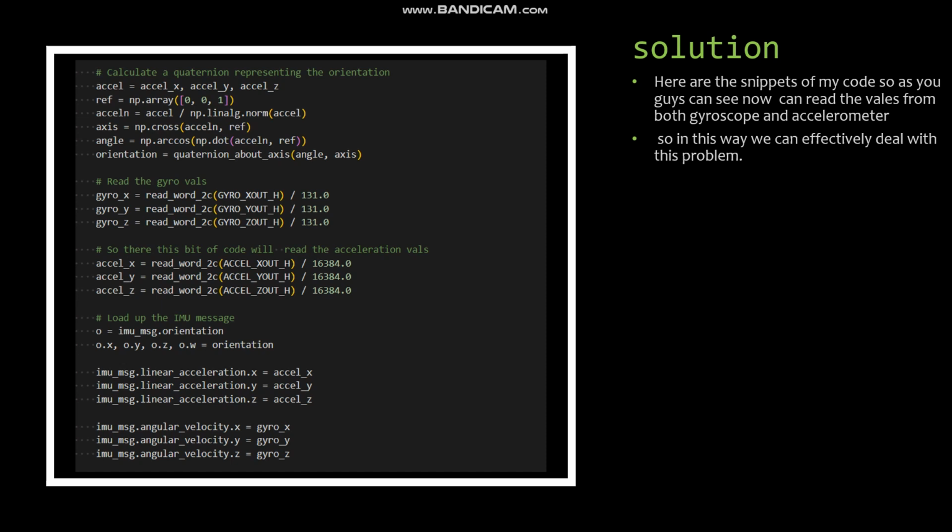Suppose I want to go from point A to point B along the x-axis. With the help of this sensor, my robot will go from point A to point B along the same x-axis. So these were the main reasons I used this sensor, and with its help I overcame the problem I was having initially. Here is a snippet of my code. As you can see, you can read the values of both the gyroscope and accelerometer. In this way, we can effectively deal with this problem.